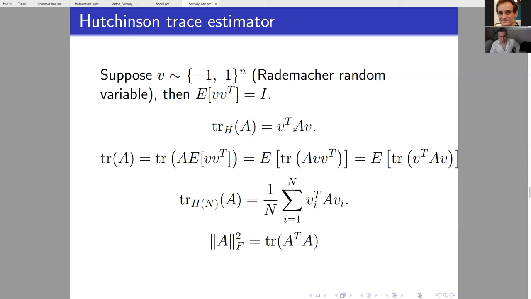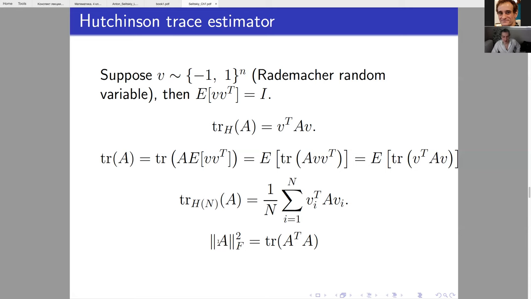So V transpose times A V. And the next line shows that this estimator is unbiased. And in practice, people are using the averaging. So they sample several vectors V and then use the average.